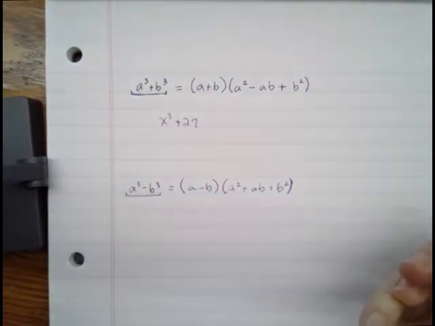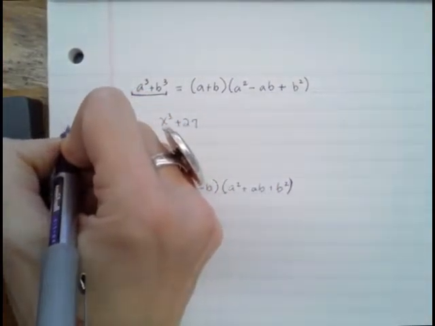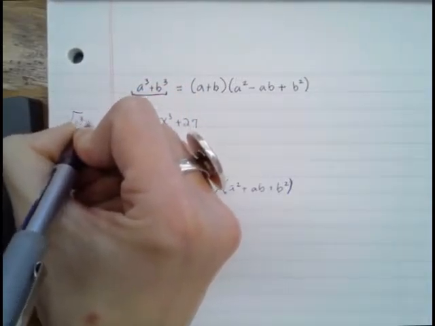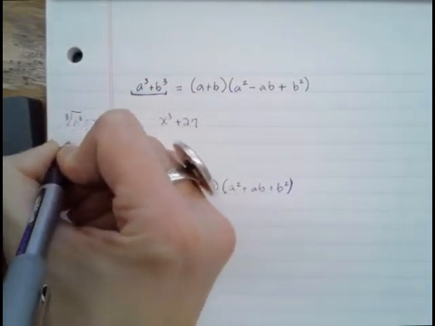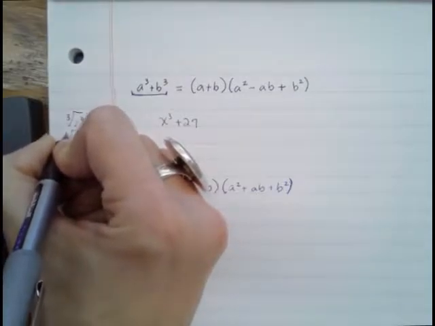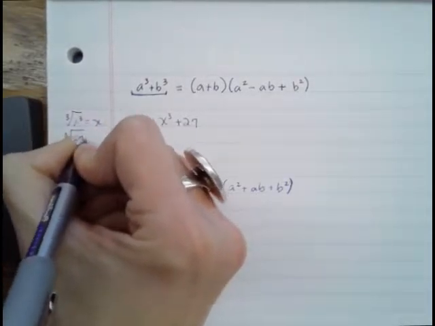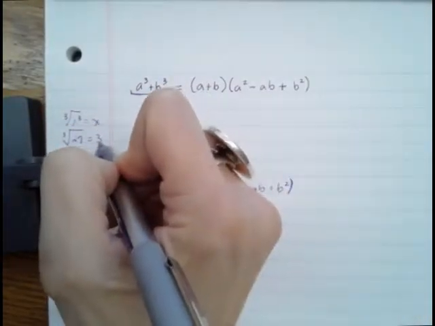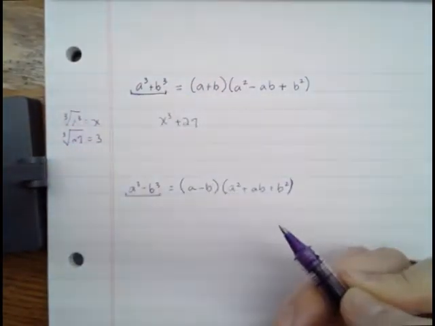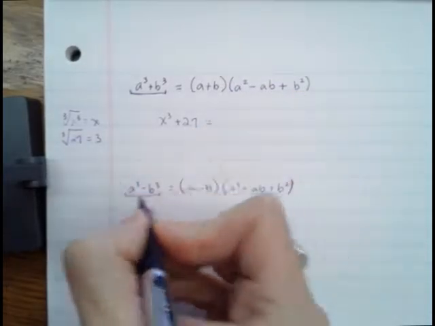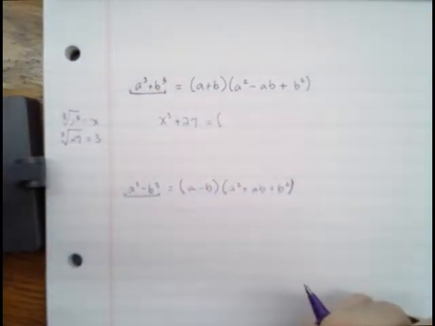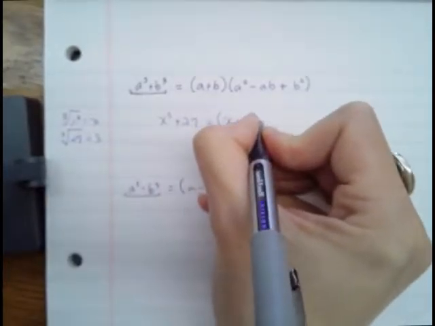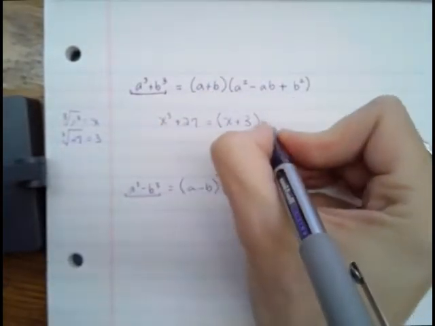So the work we want to do over here is, well, the cube root of x cubed equals x, and the cube root of 27 equals 3. So this is going to be my a, and this is going to be my b, this x and 3. If I'm factoring this out, I just have to know about those cube roots. So I have x plus 3. You see how I'm following this law?